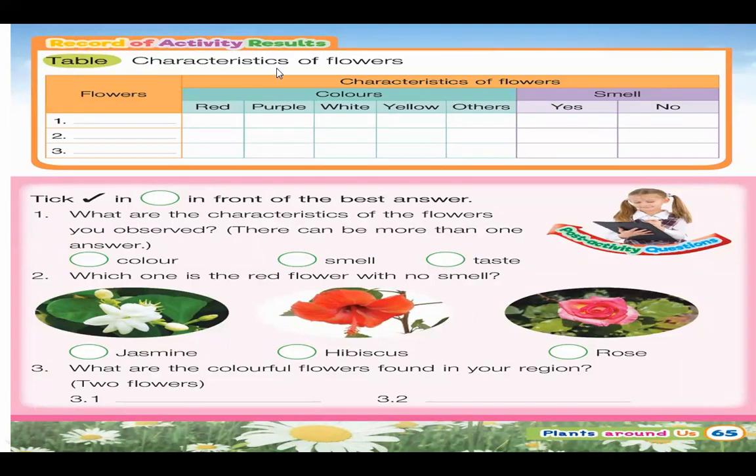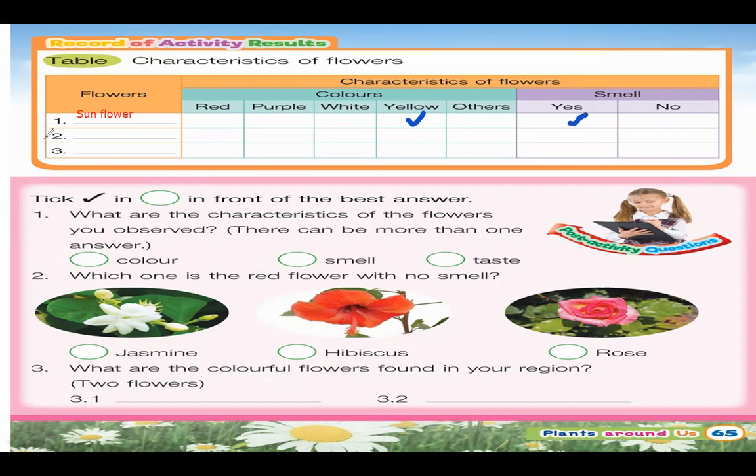In this table, you are going to record the characteristics of flowers. You are going to write the name of a flower here. Number one, what is the name of the flower? What are its colors? What is the smell? Say, for example, sunflower. Sunflower is color yellow. And is there a smell for the sunflower? Of course, yes. The smell is very good.